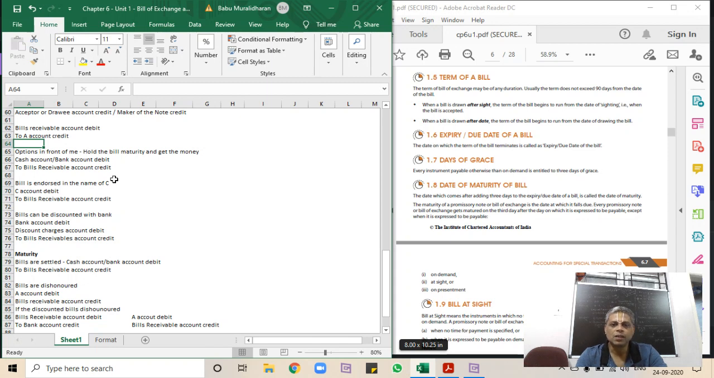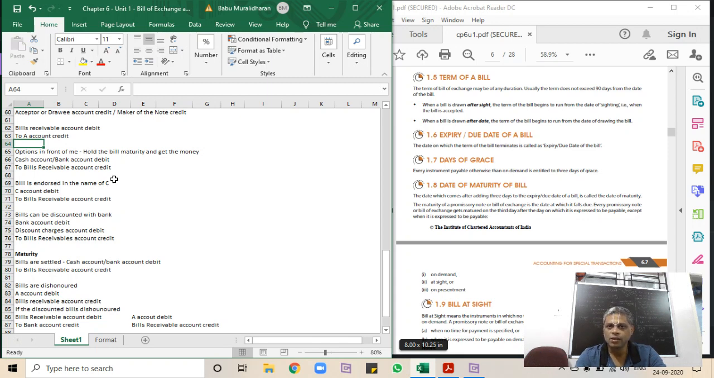When the bill is presented for payment, then it is on maturity, it is bank account debit to bills receivable account. When the bill is discounted to the banks to get immediate money, then bank account debit, any discounts that bank is asking, so discounting charges account debit to bills receivable account.